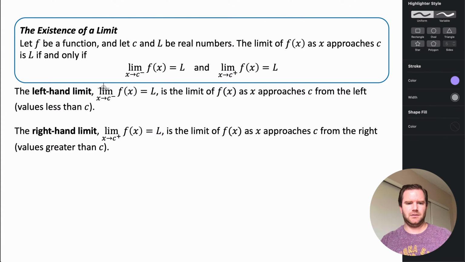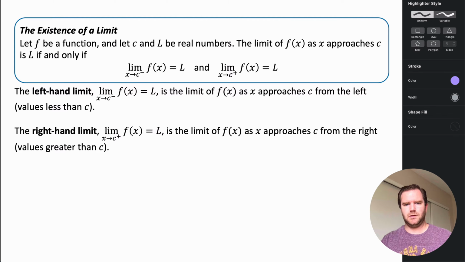The left-hand limit, denoted by this, is the limit of f of x as x approaches the value of c from the left side, or from values less than c. And the right-hand limit, denoted by this, is the limit of f of x as x approaches c from the right, or values greater than c. And so in order for a limit to exist, the left-hand limit has to equal the right-hand limit.